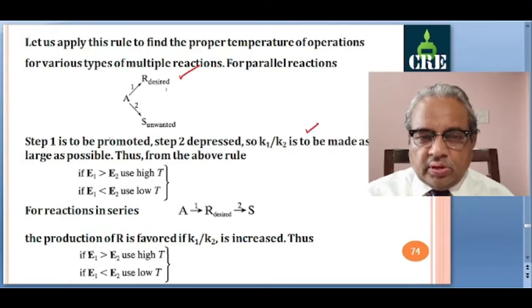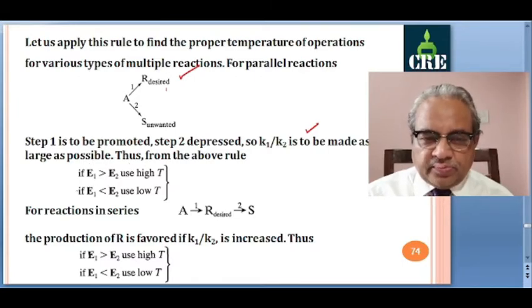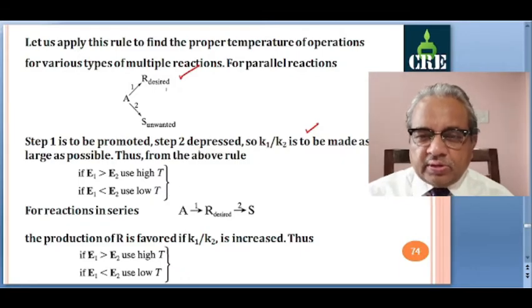So if E1 is greater than E2, this is more temperature sensitive, so we will use high T, and if E1 is less than E2, we'll carry out the reaction at a low temperature so that this K1 by K2 will be made as large as possible.